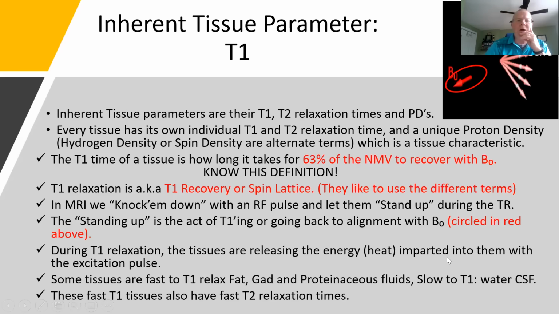All right. So right off the bat, we've got inherent tissue parameters. The first one is T1 contrast. So every tissue has its own T1, T2 relaxation time and a unique proton density. Now, proton density is what everybody uses nowadays. That's the modern term, I guess you'd say. However, when I was a kid learning MR a while back, it was called spin density. Started to become proton density at that time, but it's also known as hydrogen density. So any of those 3 terms are equally applicable, okay?